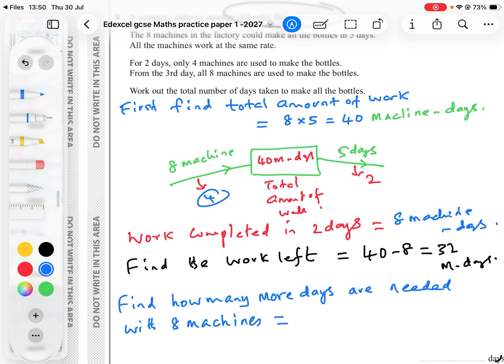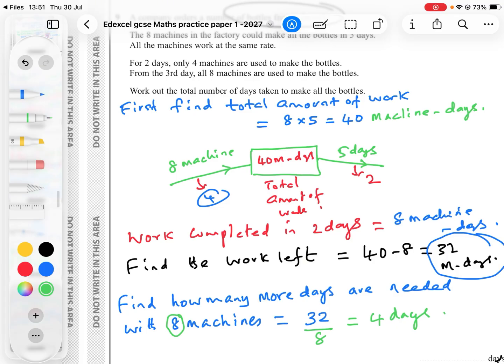So that means you have 32 machine days of work left. So 32. So you have 8 machines working. So more machines means take less days. So you need to divide it by 8. So 32 divided by 8, 4. So how many days are needed? 4 days.